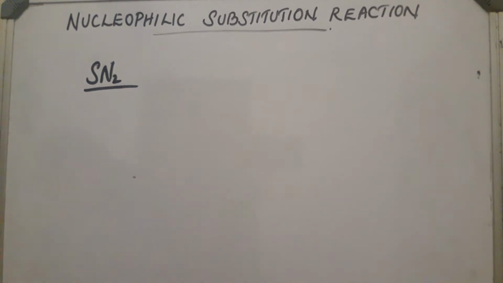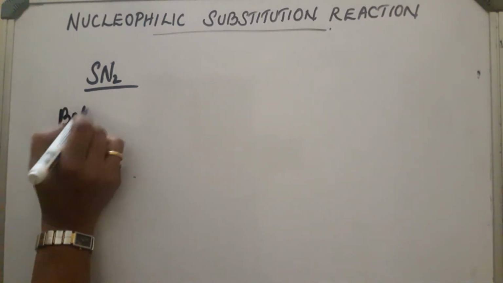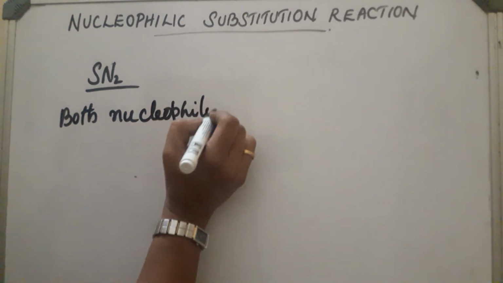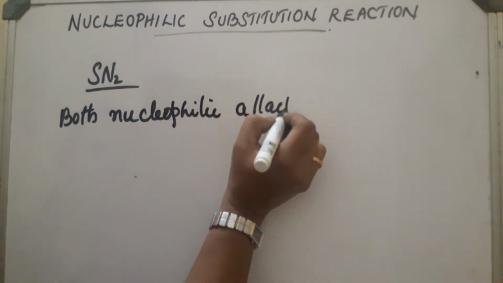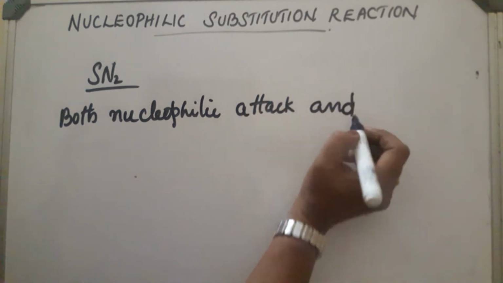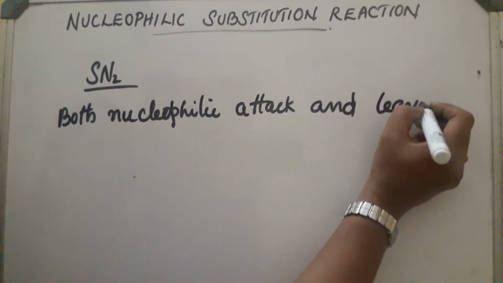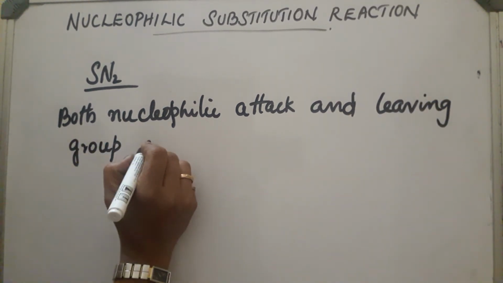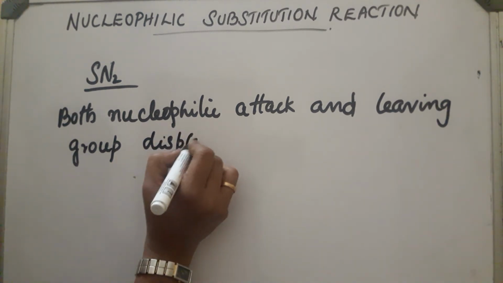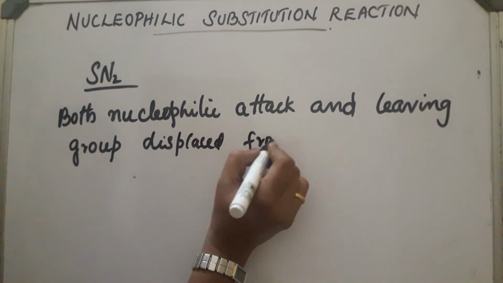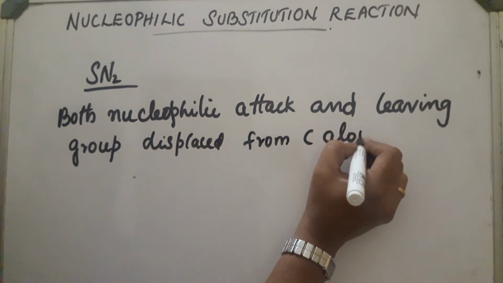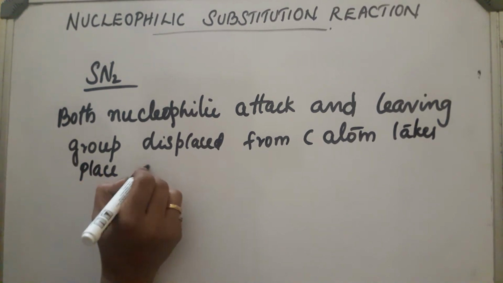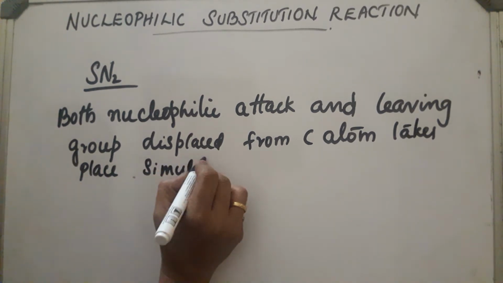Now, in this case both the nucleophilic attack and the leaving group being displaced from the carbon atom take place simultaneously. Let us see how it happens.